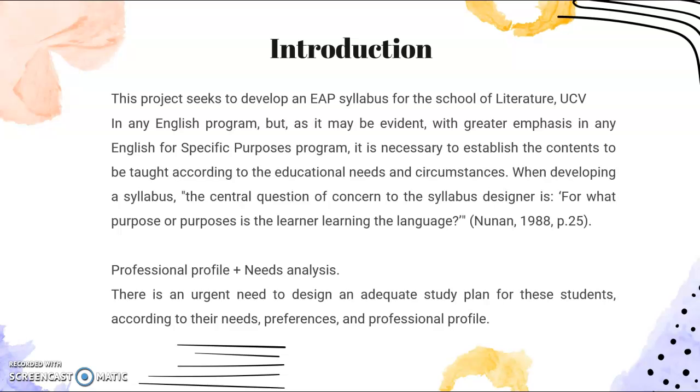This project seeks to develop an English for academic purposes syllabus for the School of Literature at the UCB. As we know, in any English program, but with greater emphasis in any English for specific purposes program, it is necessary to establish the contents to be taught according to the educational needs and circumstances.